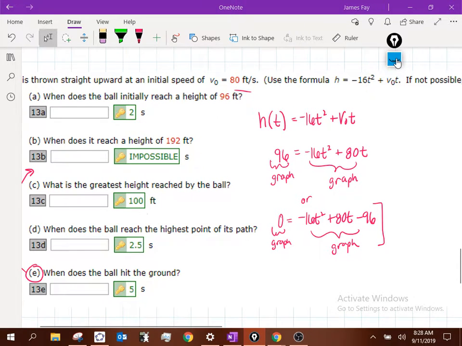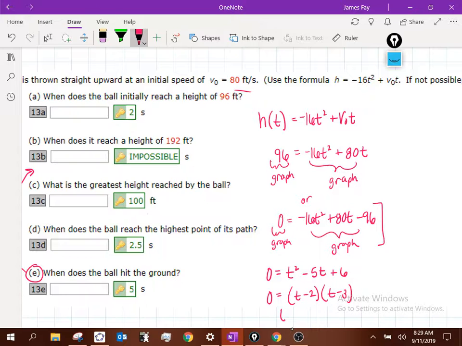So what we end up doing is we take this here, and I'm going to divide everything by negative 16. So it's going to be 0 equals t squared minus 5t plus 6, right? Now, if I factor that, I'm going to get t minus 2 and t minus 3. So that's where you see time 2 and time 3.